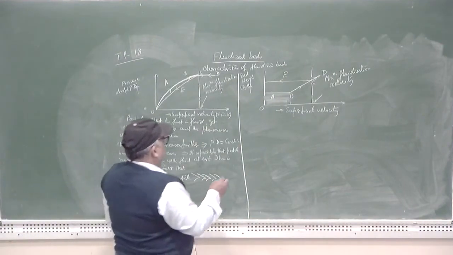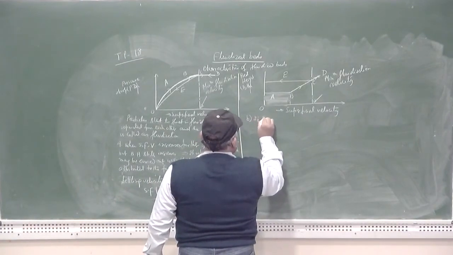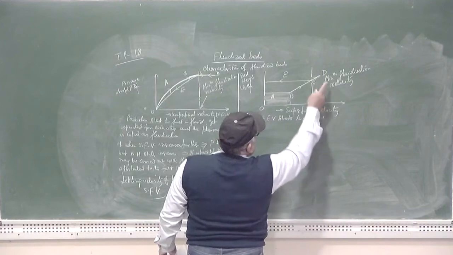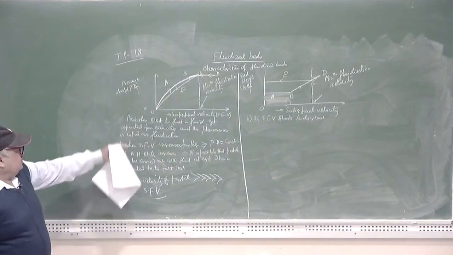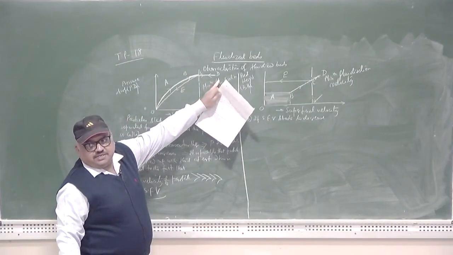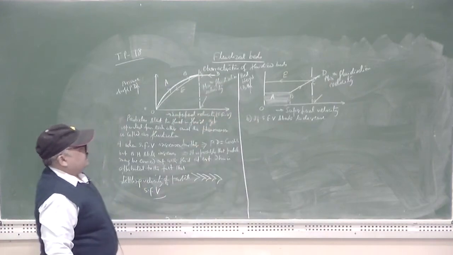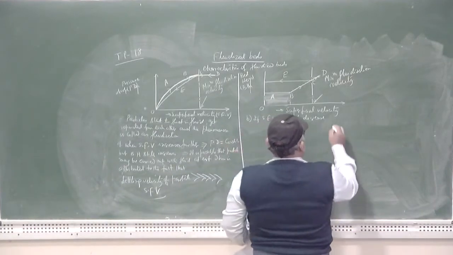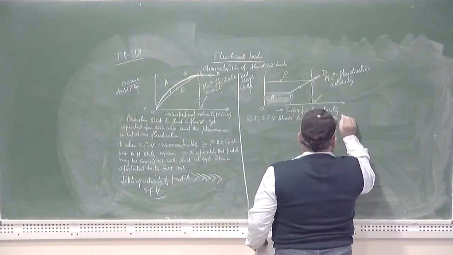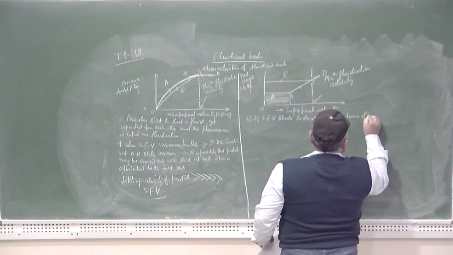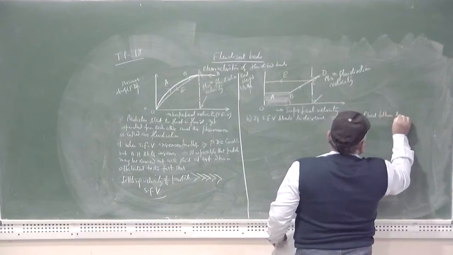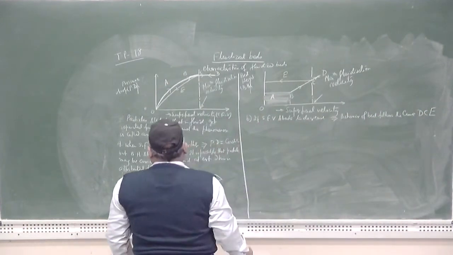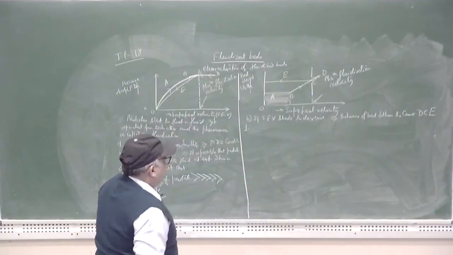Now the case number B, if superficial velocity starts to decrease from maxima to 0, now we will try to understand the nature of the curve DCE. That is, the behavior of bed follows the curve DCE.